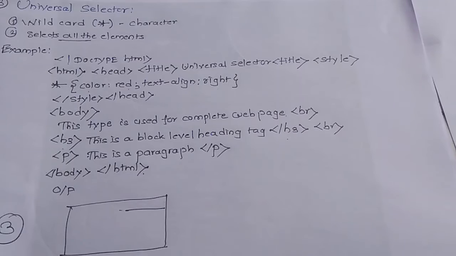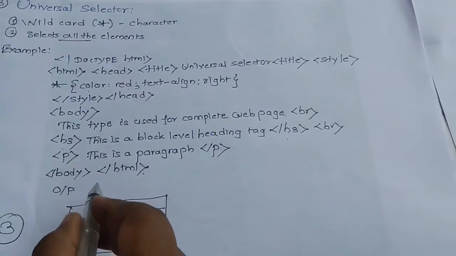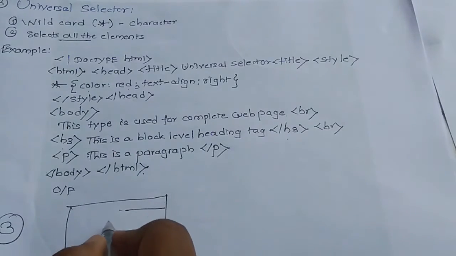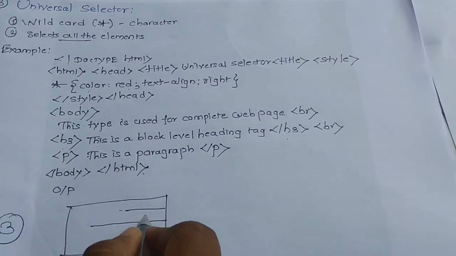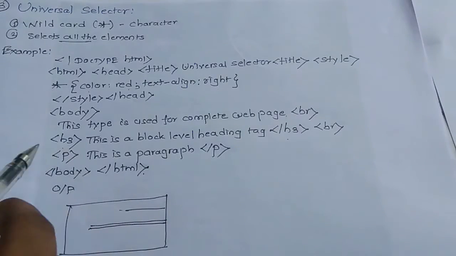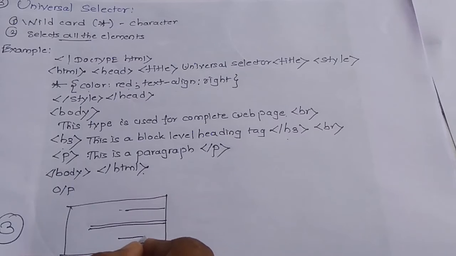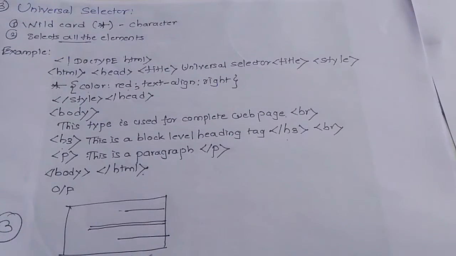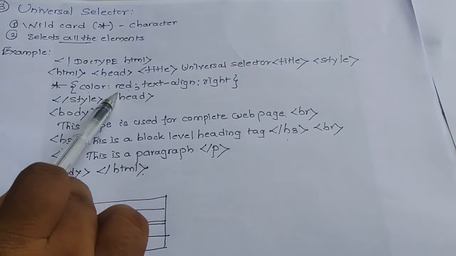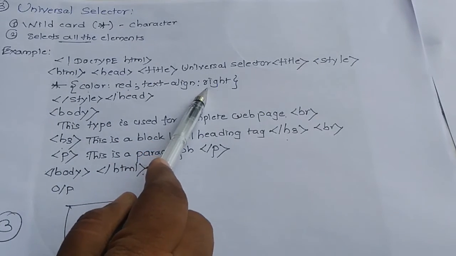So this is my first sentence. Second is, "this is a block label heading tag." As the H3 tag is used, here the text will come in a little bit bigger font size. And the third one is the paragraph. So this is a paragraph, again this will come to the right hand side. So here for all the three sentences, the color will be red and the alignment will be right. So this is a wildcard.